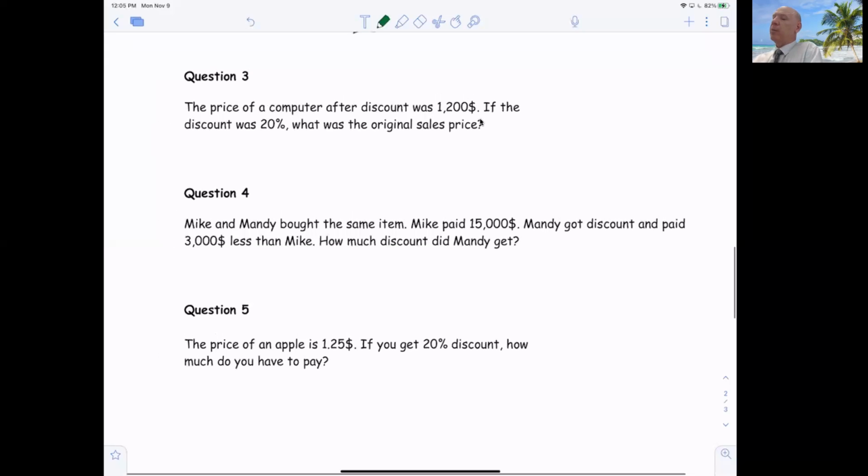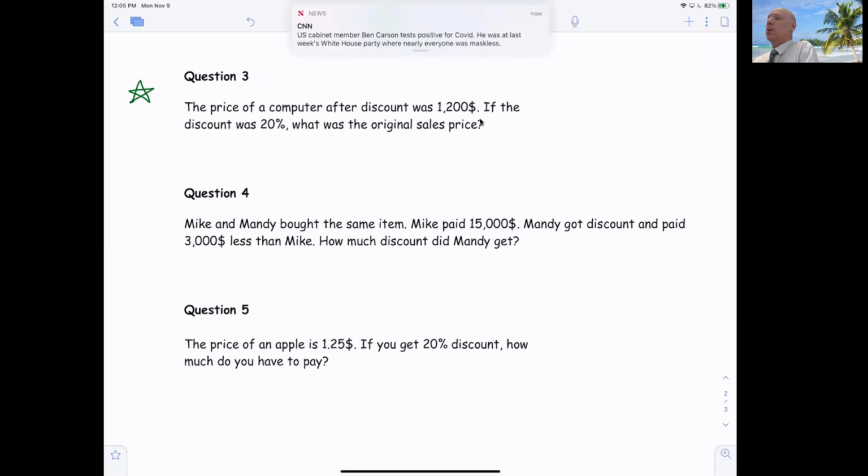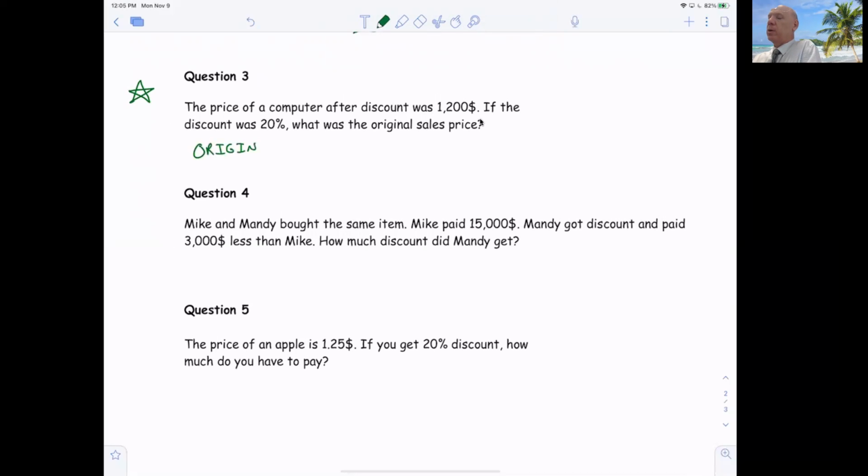Okay, so I need everybody to put a star by this one. This one is really, really, really hard. All right, really hard. So do we know what the original price was, Jackson? No. So what are we going to put down? No, we don't know something. So what are we going to call it? The original price is what we're looking for. We don't know the original price, so that's X. You with me?